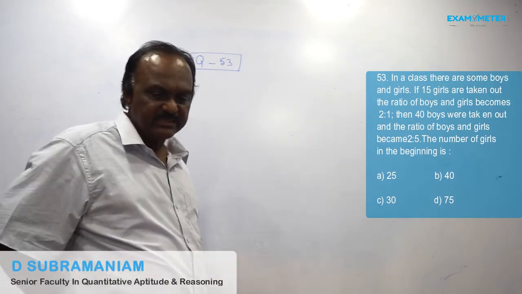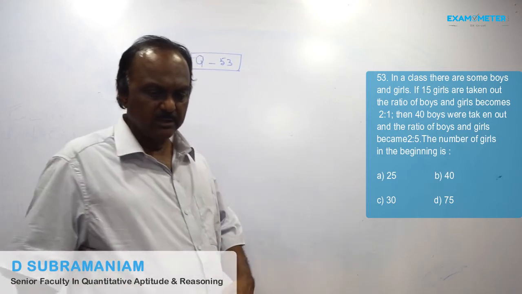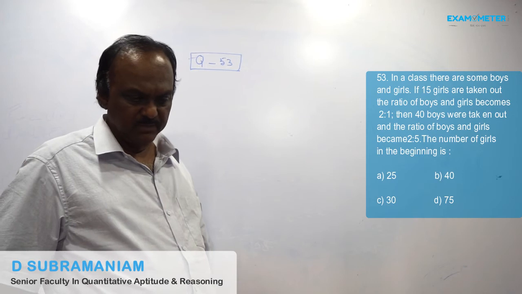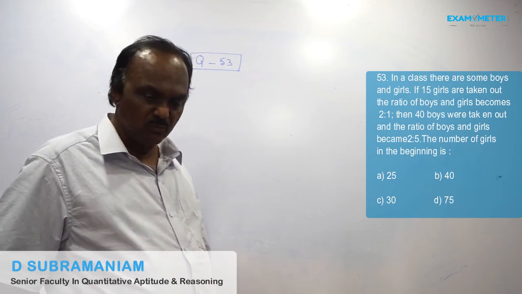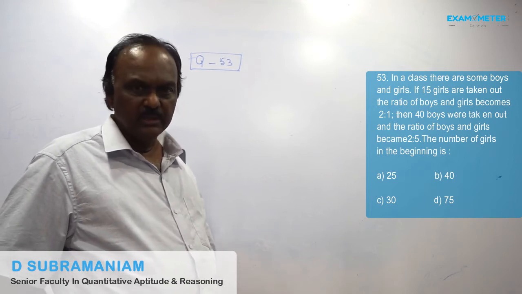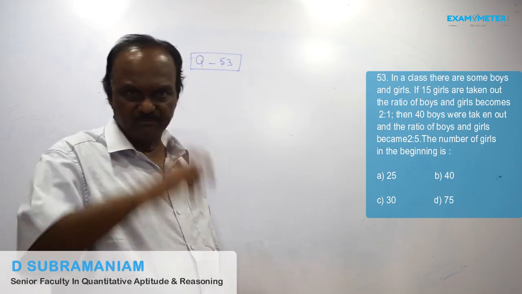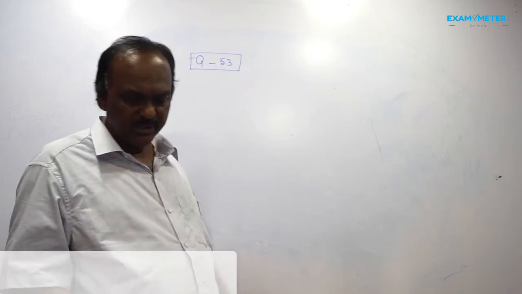In a class, there are some boys and girls. If 15 girls are taken out, the ratio of boys and girls becomes 2:1. Then if 40 boys are taken out, the ratio becomes 2:5. The number of girls at the beginning was. Boys you take it as x, girls you take it as y.